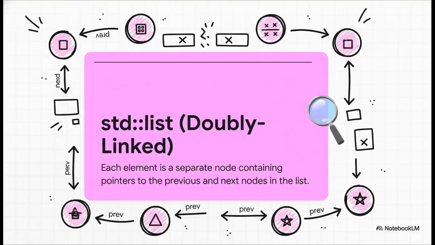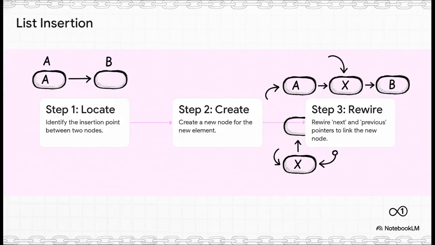Now, this one thinks completely differently. Forget about big blocks of memory. A list is made up of individual little packages called nodes. Each node holds your data, but it also holds two little pointers. Think of them as arrows. One points to the next node in the sequence, and the other points back to the previous one. And this is where the magic happens.